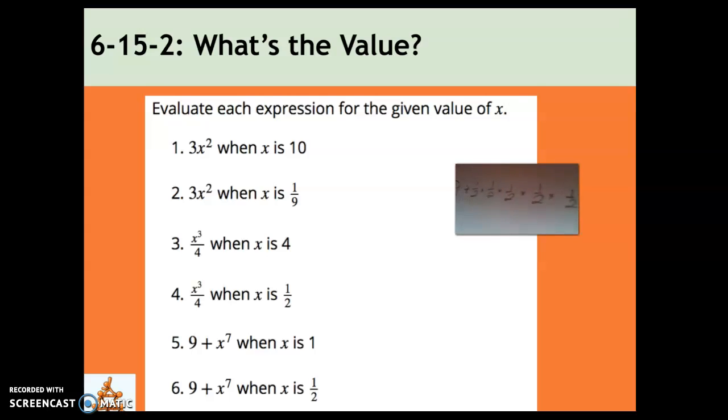All right, last one. Ooh, that looks like a lot. So 9 plus x to the 7th power, that's 9 plus 1/2 times 1/2 times 1/2 times 1/2 times 1/2 times 1/2 times 1/2. And that is the same as 9 and 1 over 128, because 1/2 to the 7th power is 1 over 128.